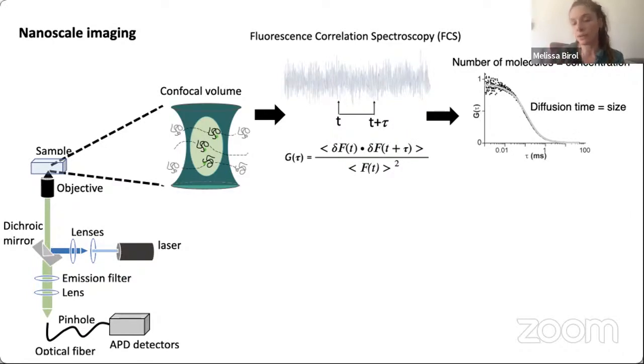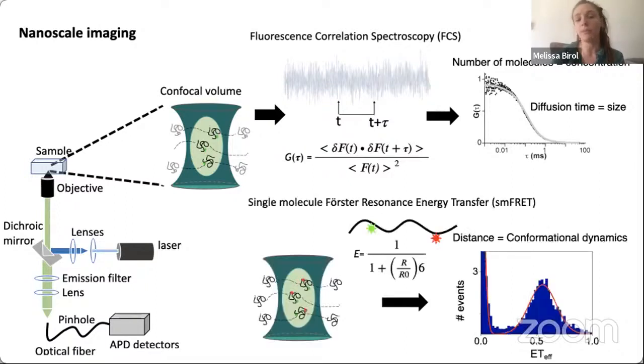But this tool, as you probably have heard in your workshop, is very good at giving you a quite robust and quantitative number of molecules, so concentrations, as well as it defines the diffusion time. So looking at the size of your particle, especially for these different disordered systems undergoing oligomerization states, this is a nice tool to define these.